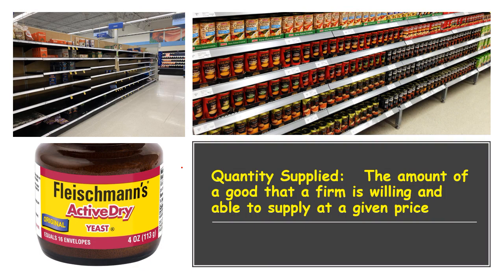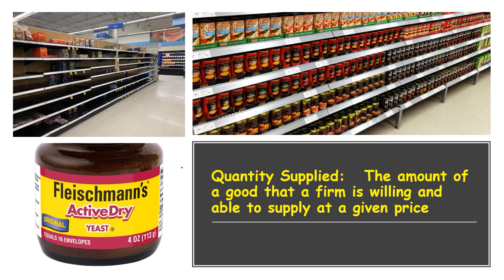Okay. Quantity supplied, the amount of a good that a firm is willing and able to supply at a given price. So you go to the store during the pandemic, there was no yeast. People started doing the whole sourdough, make your own yeast at home thing because you couldn't buy yeast. They were out of yeast. It's not that the firm wasn't willing to supply the yeast, it's they have to grow it, and they weren't able to provide enough yeast to keep the store shelves stocked.